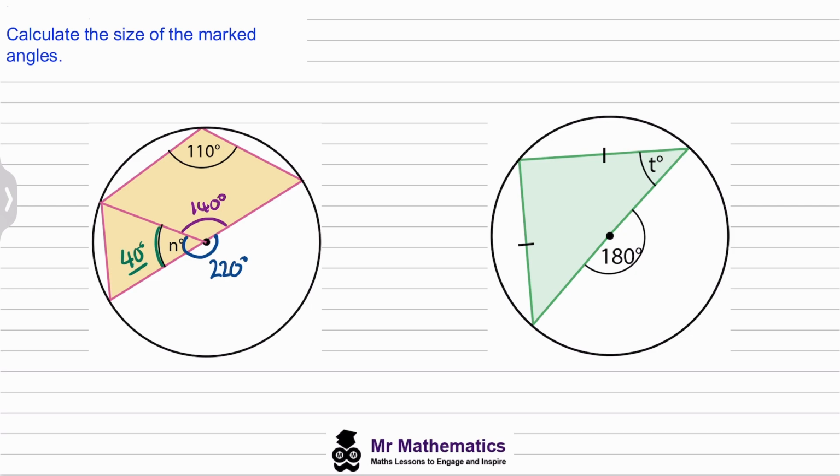For our green triangle, well, if the angle at the centre is 180, then this must be a right angled triangle, because the angle at the circumference will be 90. And if these two sides are equal, then angle T would be 45. Okay?